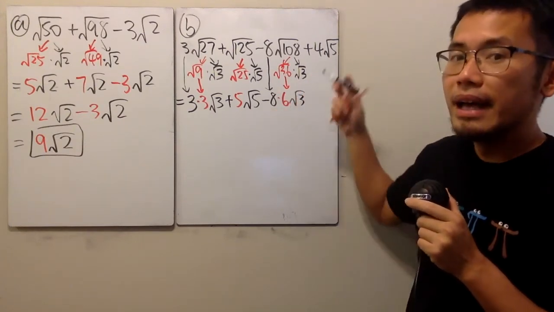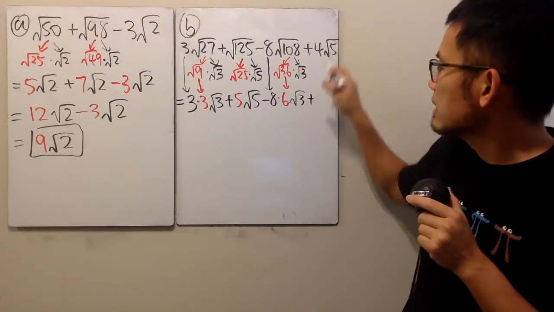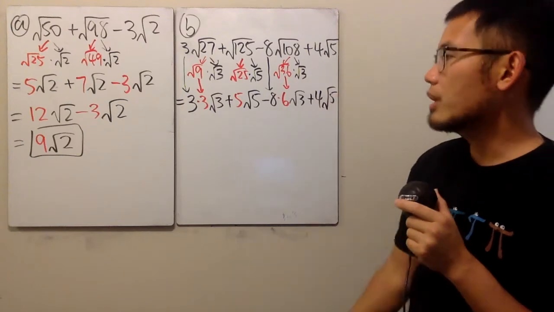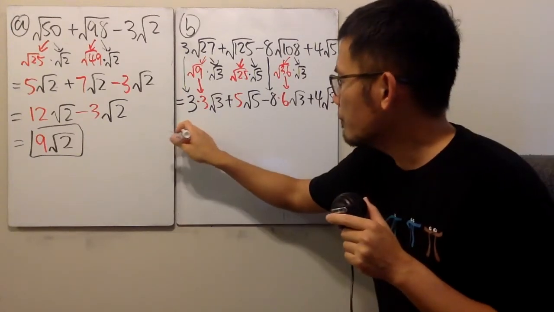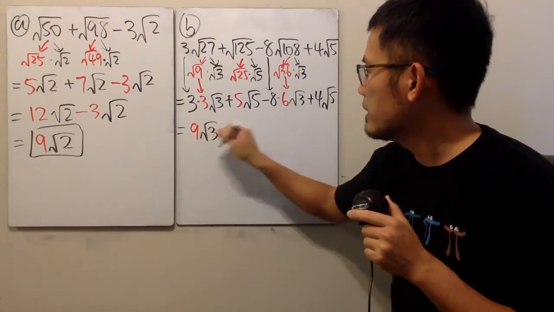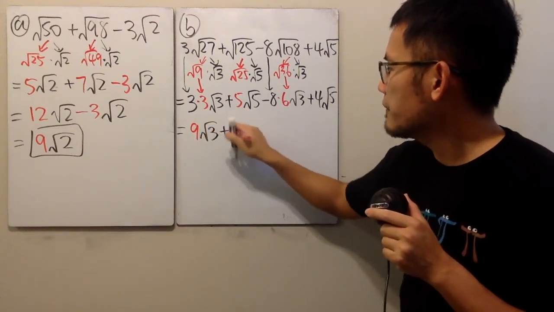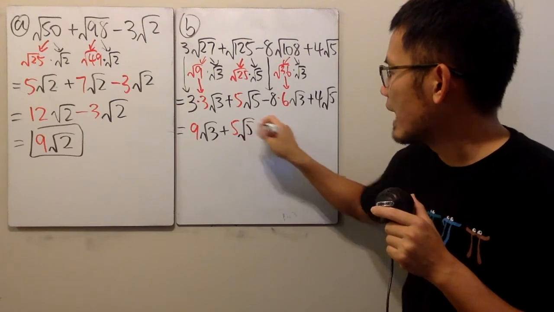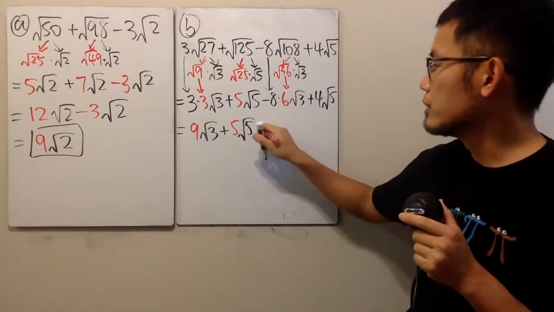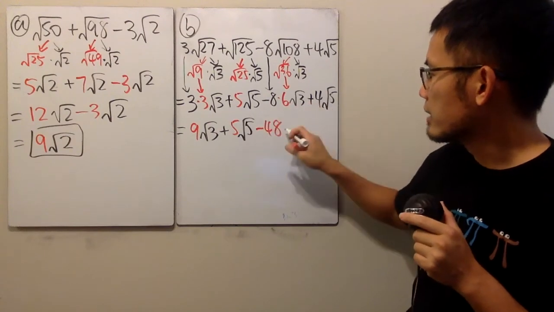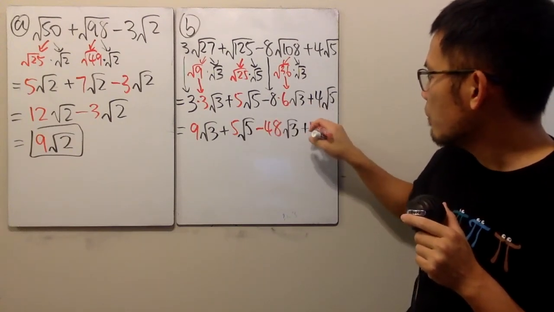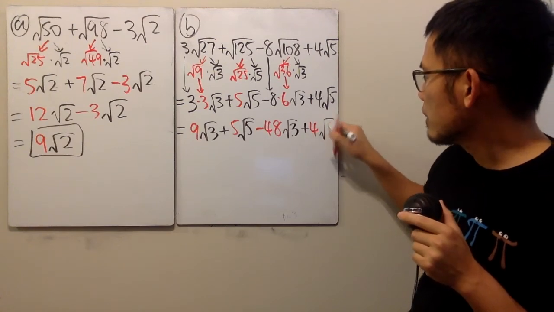Yep. And lastly, here we have the plus. This is a 4, and we have the square root of 5. Okay. Well, now 3 times 3 is 9, and then we maintain the square root of 3. 5 is just the 5, and we have the square root of 5. And then this is negative 8 times 6, which is negative 48, and then we maintain the square root of 3. Lastly, we have to add the 4, and then we have the square root of 5.